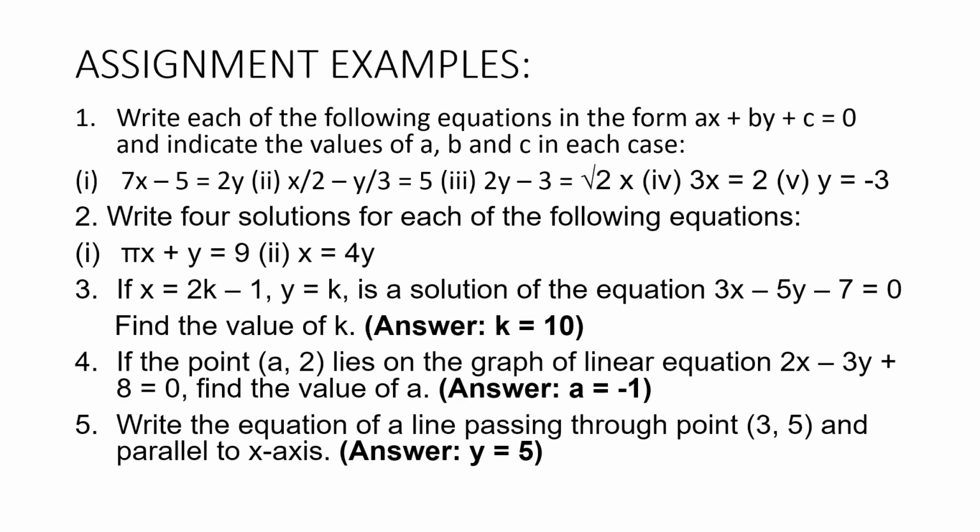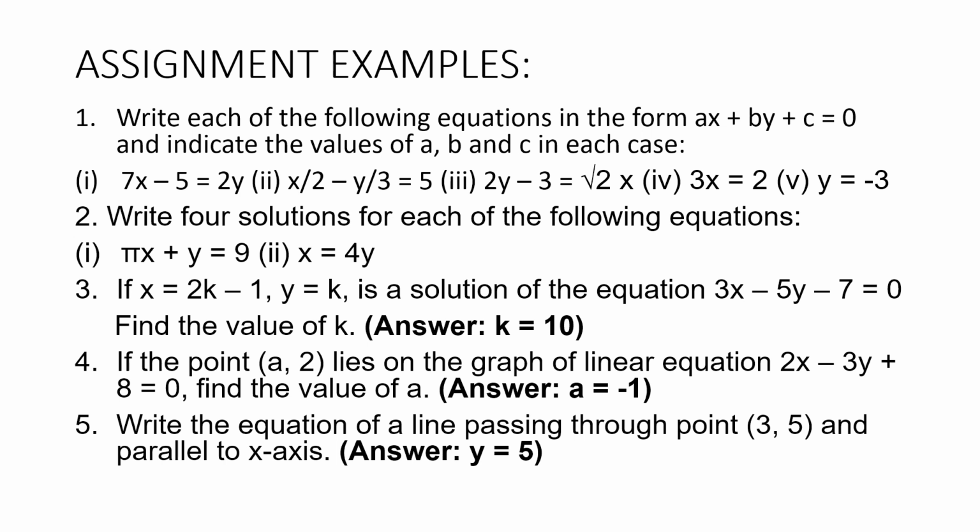Now some assignment examples. Write each of the following equations in the form of ax + by + c = 0 and indicate the values of a, b and c in each case. Simple examples are given. The first case is 7x - 5 = 2y. You just have to write in the form of 7x - 2y - 5 = 0 and get the values. Similarly, 5 such examples are given.